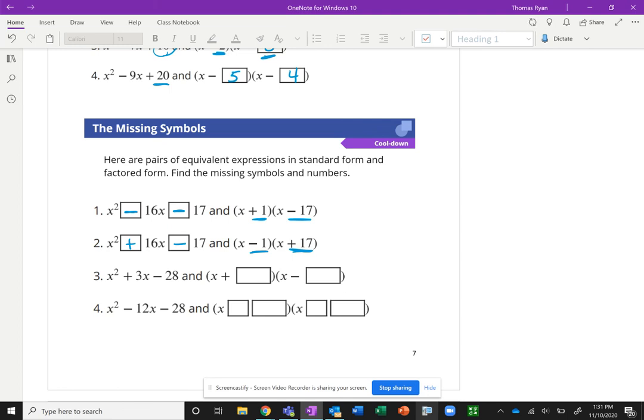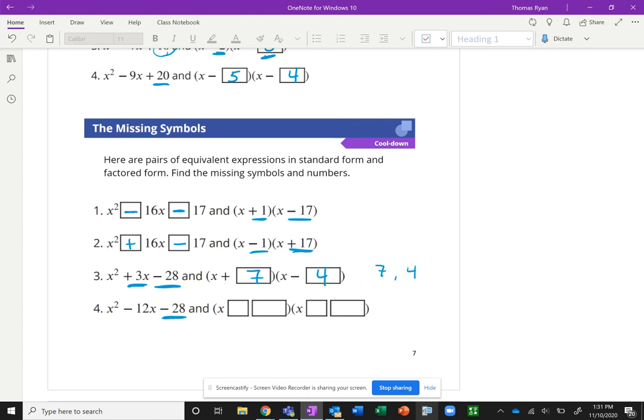Okay, now we're looking again. Look, negative 28, which means 1 plus and 1 minus. So what are some factors of 28 that could combine to be a 3 somehow? We know it's going to be 7 and 4. Which one gets the positive? Well, since it's positive 3, we need the bigger value to be the positive, x plus 7, x minus 4. And then we throw it all together.